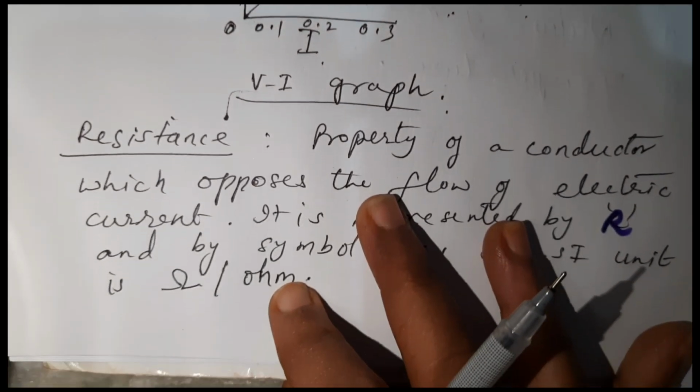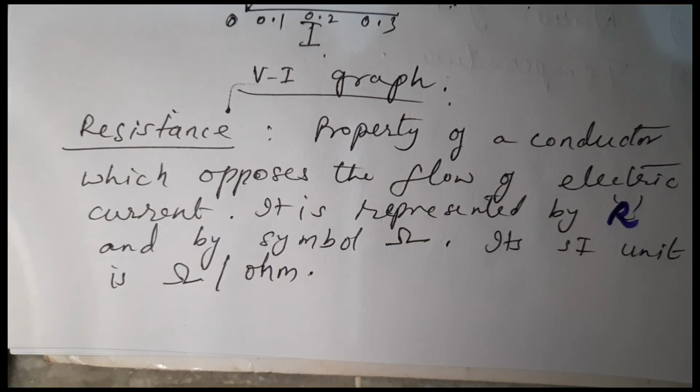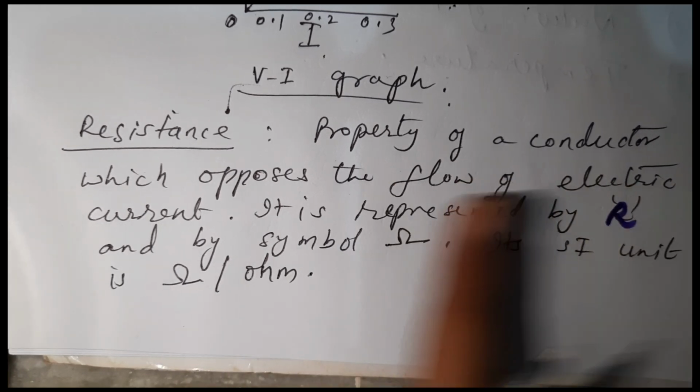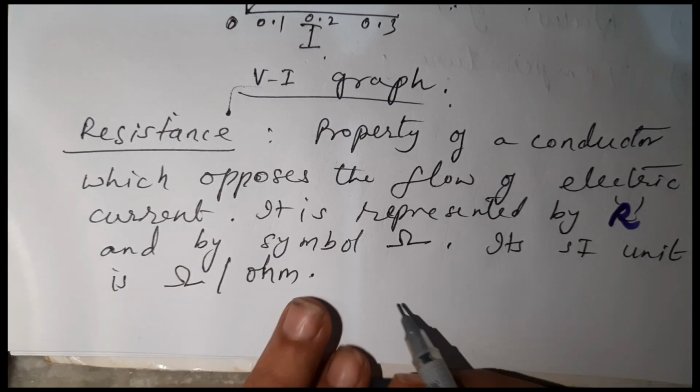Now the next topic is resistance. Ohm's law you can prepare from your textbook also, where you need to prepare the activity and graph. Now the next one is resistance, a property of a conductor which opposes the flow of electric current. So what is resistance?